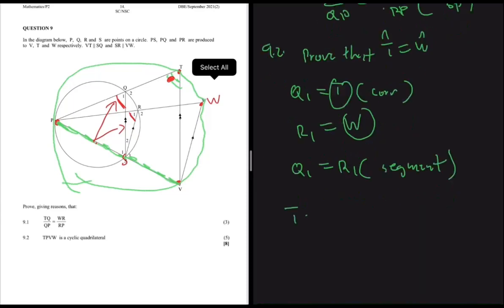So T is equal to Q1, but Q1 is equal to R1 and R1 is equal to W. So T and W are equal to each other because they are all equal to Q1 and R1. So by saying that, we have essentially proved that TPVW is a cyclic quadrilateral.